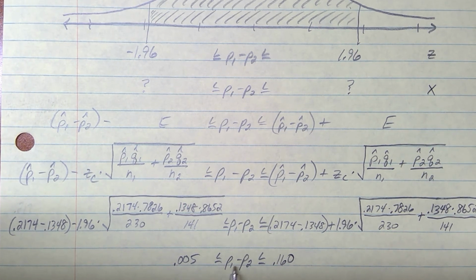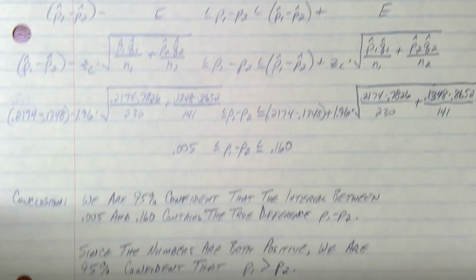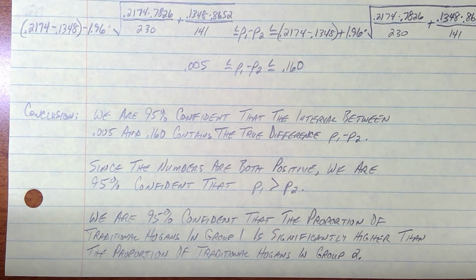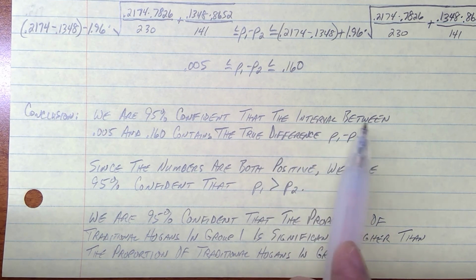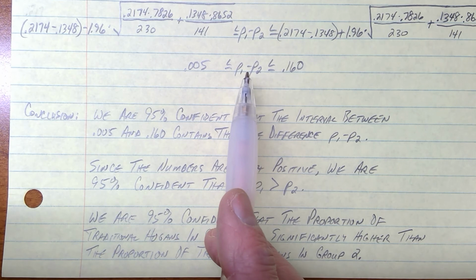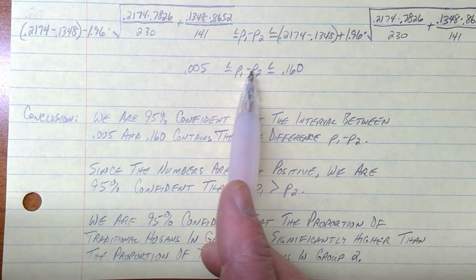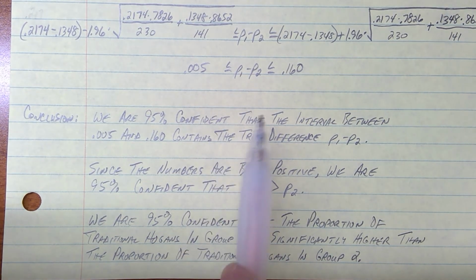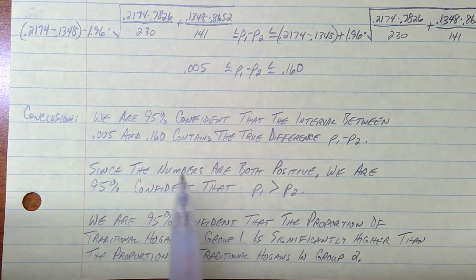But I came up with the difference between the true proportions, which we don't know what that is. But we made our best guess and we said we're pretty sure that the difference lies between these two numbers right here. We're 95% sure of that. So now let's say that in words. We are 95% confident that the interval between these two numbers contains the true difference of proportions. Difference means subtract. Contains the true difference of the proportions.